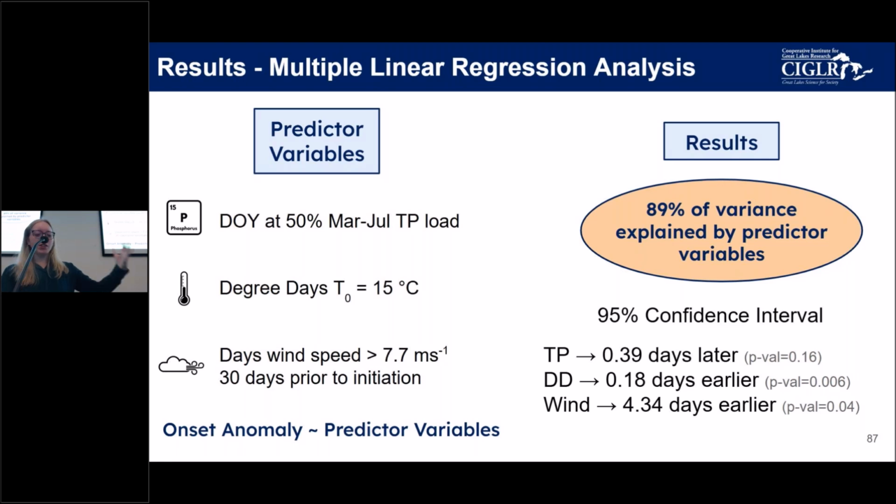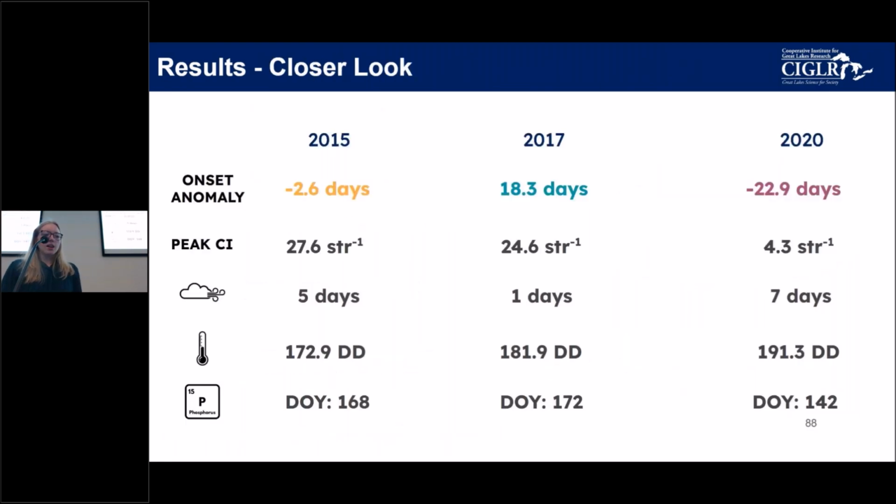And that every unit increase in degree days resulted in a 0.18 days earlier onset anomaly. And the most significant one was that every unit increase in number of days over 7.7 meters per second resulted in a 4.34 days earlier anomaly in this analysis.